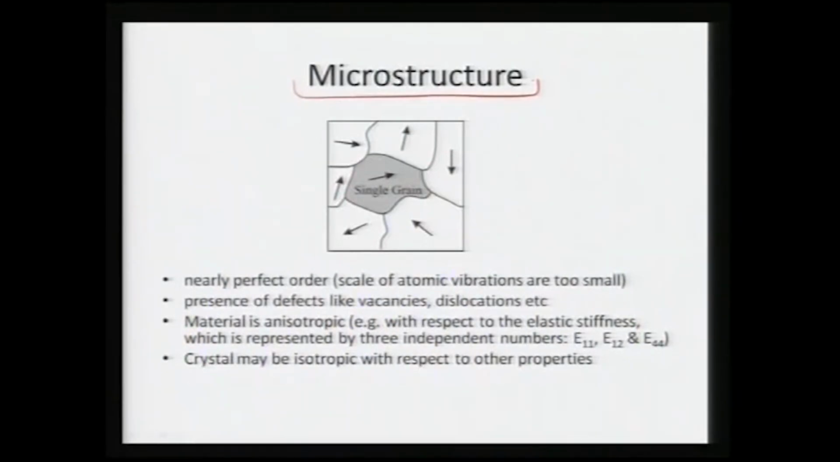So, in this case what is happening? Now we have nearly perfect order. Why? Because the scale of atomic vibrations, which existed at the atomic level, is now very negligible. Our atomic vibrations are very small when compared to the length scale of one grain. So, once we are talking about one grain, the lattice vibrations are negligible.